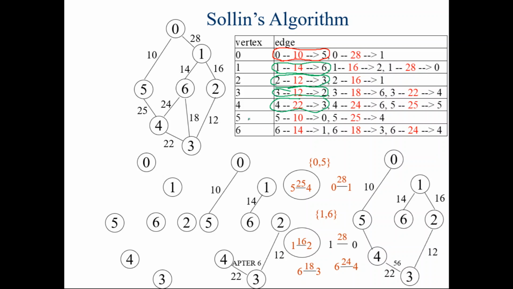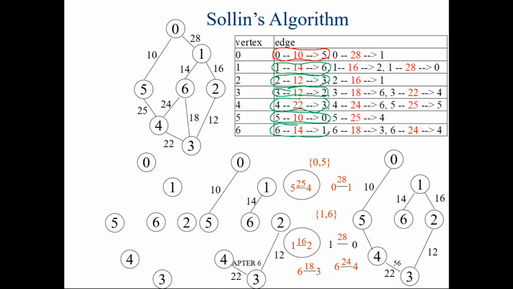And from vertex 5, there are two edges, one from 5 to 0 and another from 5 to 4. The one which goes from 5 to 0 is the minimum cost edge. Okay, fine. Now from vertex 6, what are the edges? There are three edges: 6 to 1, 6 to 3, and 6 to 4. The minimum one is 6 to 1, with a cost of 14.